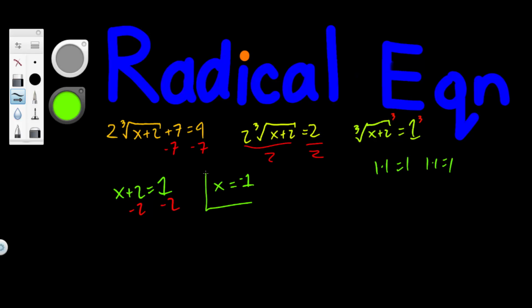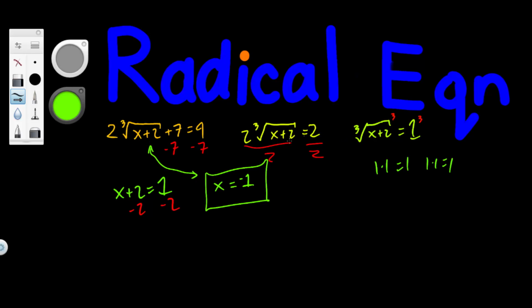The solution to this radical equation is x equals negative 1. So I hope this was helpful. This was a slightly more difficult example where we have a constant here. We've got a coefficient multiplying the radical. We've got multiple things in the radical, and it's set to another number.